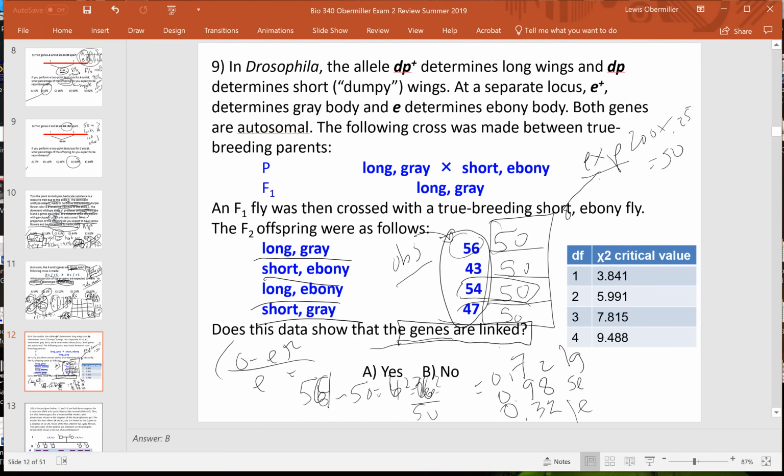And then the last one, the difference between those two is 3. 3 squared is 9, so 9 divided by 50 equals 0.18.